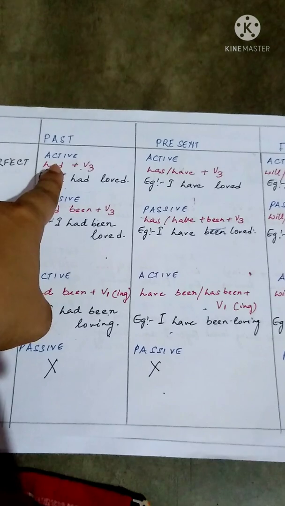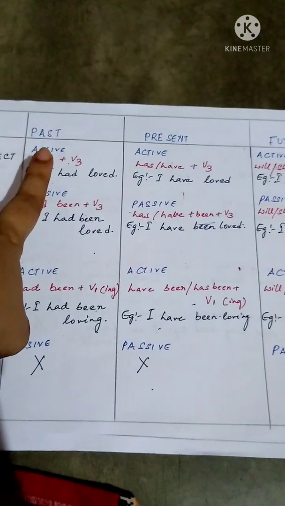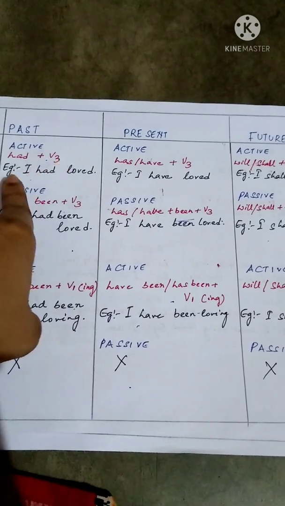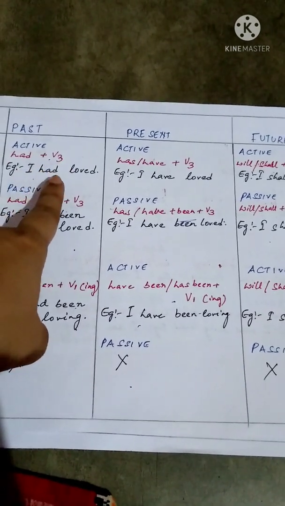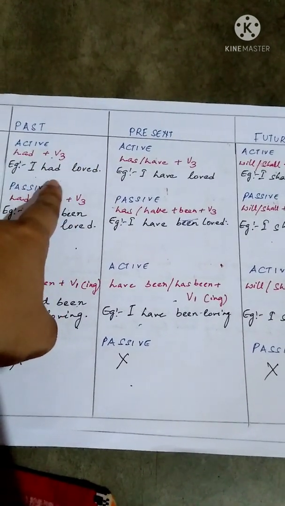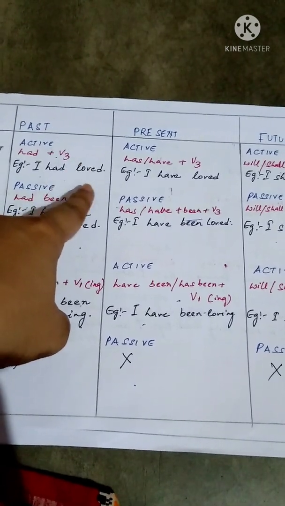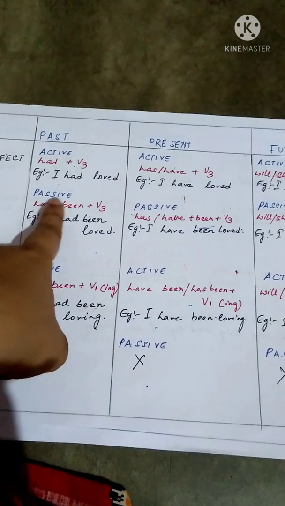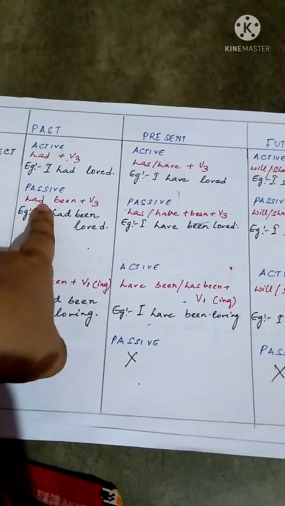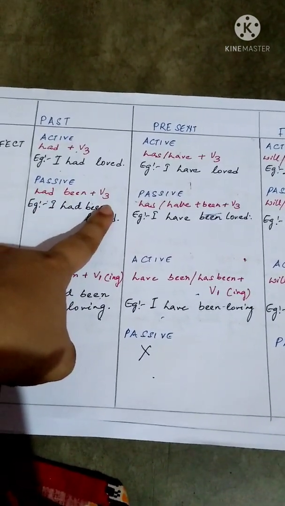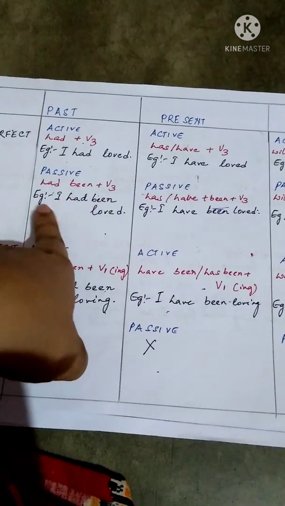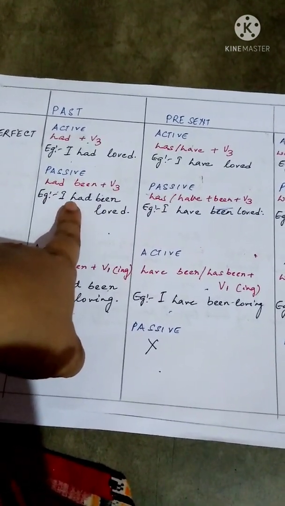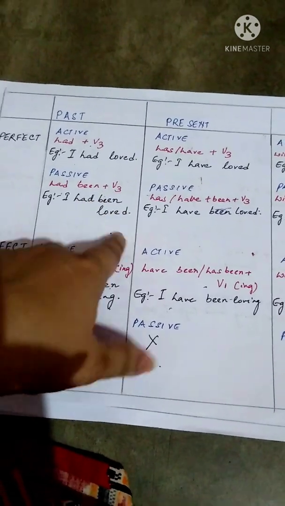Now, in past perfect form. In active, what is the formula I'm having? Had plus V3, that is the participle form of the verb. So example, I had loved. In love, the participle form, so it is becoming loved. In passive form, what will be the formula? Had been plus V3, that is the participle form of the verb. So how is this sentence changed into passive form? I had been loved.